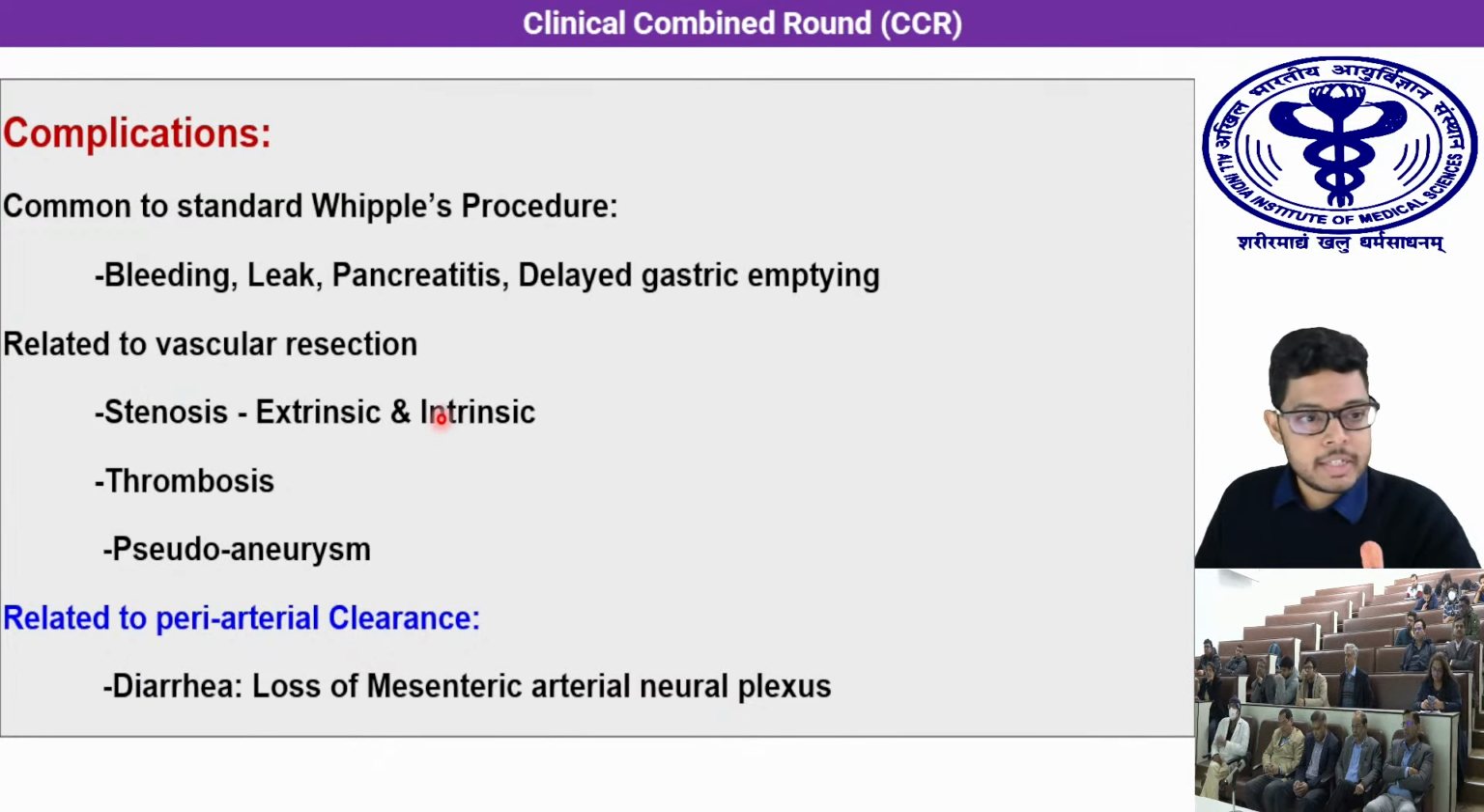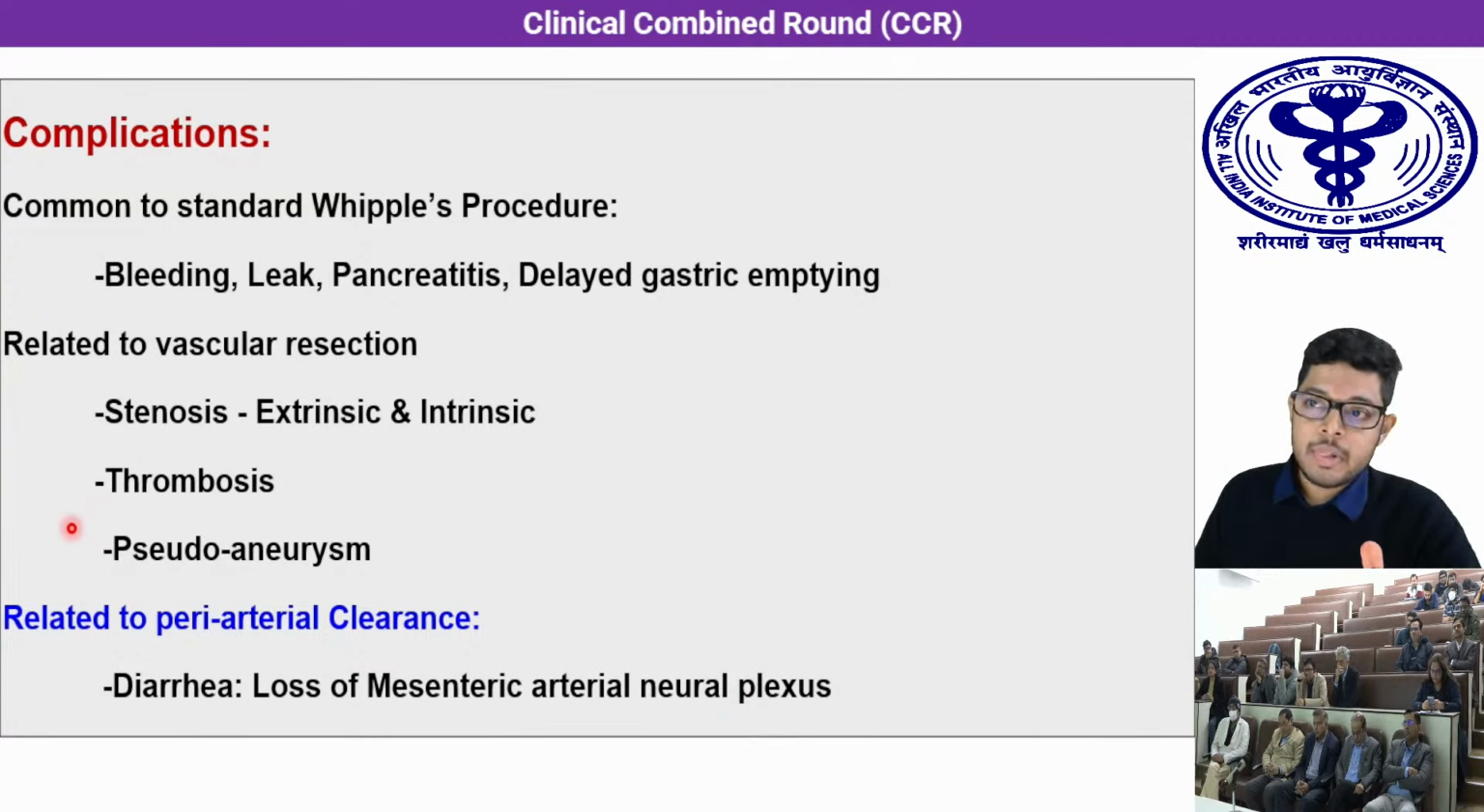If there's going to be a collection in the abdomen, ascites, or leak, a localized collection can compress on the vein and cause extrinsic stenosis. There's going to be tension in the anastomosis, and the stricture of the anastomosis is called intrinsic stenosis. The reconstructed part can go in for thrombosis, and the ends of the reconstruction can also have pseudoaneurysm.